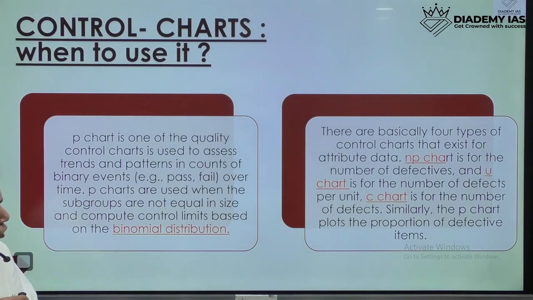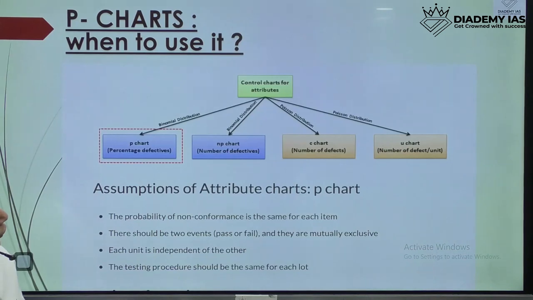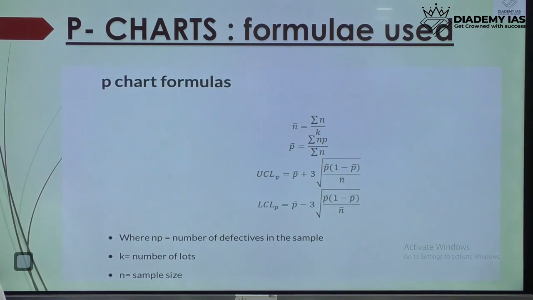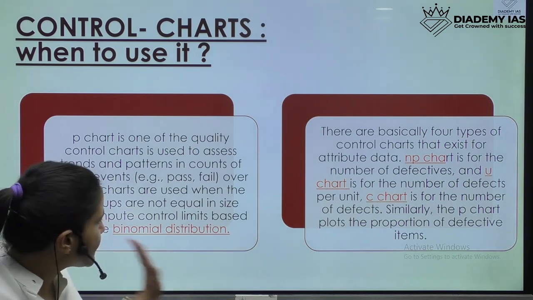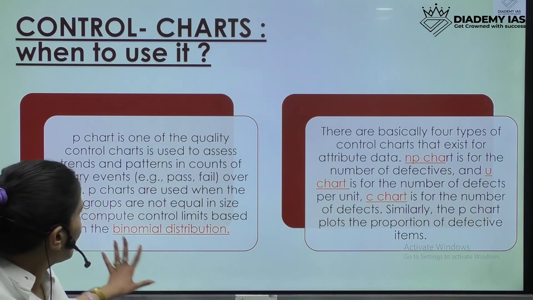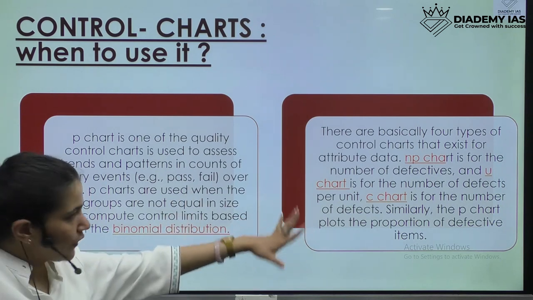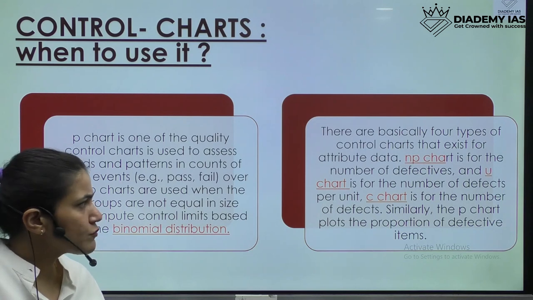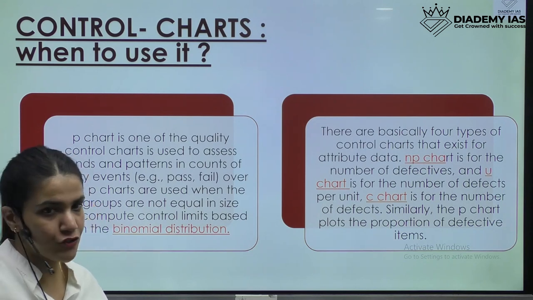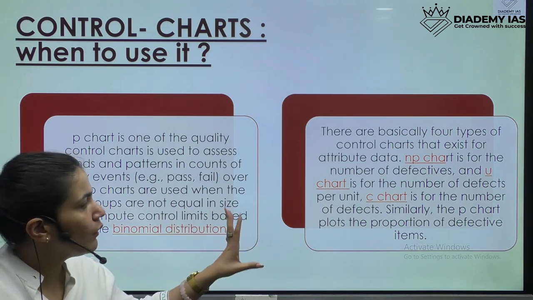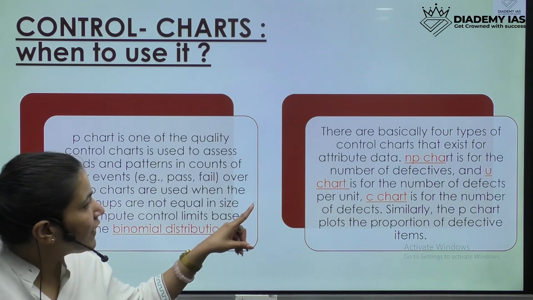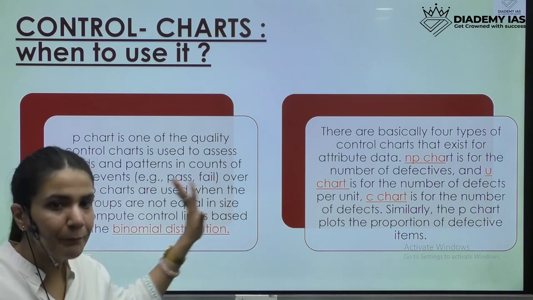So control charts, why do we use them? Before I move on to this part and we start with the formulas and everything, let me explain why control charts, what the other control charts are, and what specifically the P chart is. So before moving on to the P charts, let me explain the other charts that we have. There are basically four types of control charts that exist for attribute data. One is the NP chart. Now the P chart is very popular and you know about it right now. Then we have the NP chart, the U chart, and the C chart, apart from the P chart that we have.